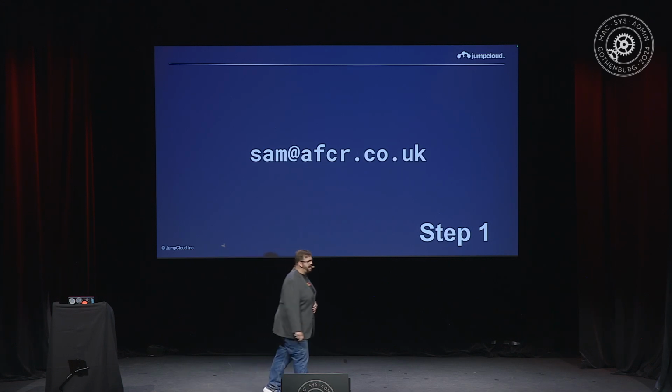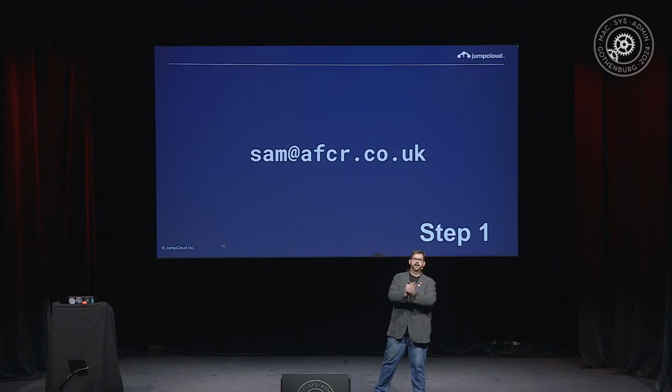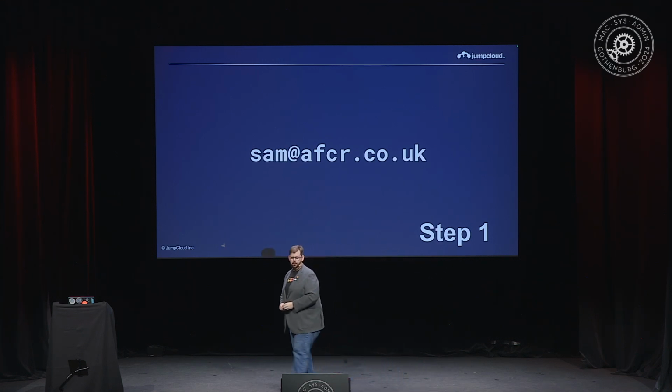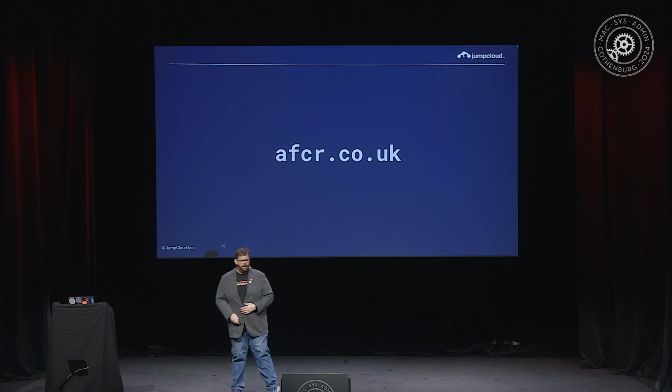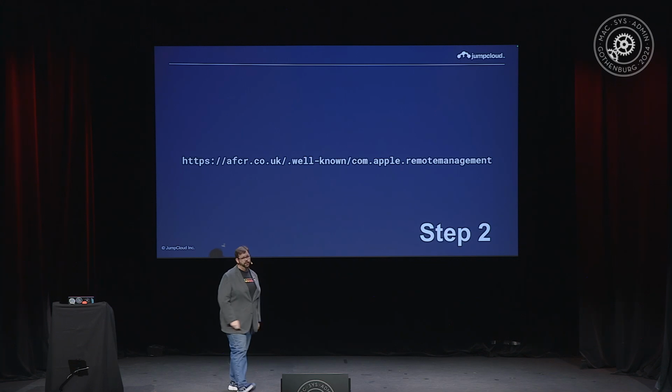So today we're going to be talking about Sam. Sam Obasanya is a striker on the AFC Richmond Greyhounds and our tenant for today. So Sam has an email address, sam@afcr.co.uk. The well-known URL for this will come from his domain. So at afcr.co.uk, we're going to get and build this well-known URL.